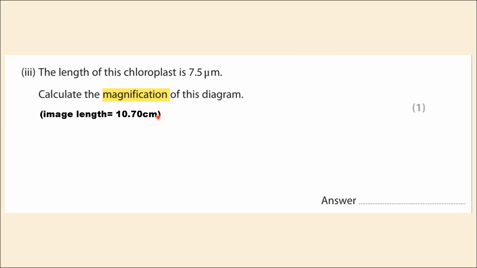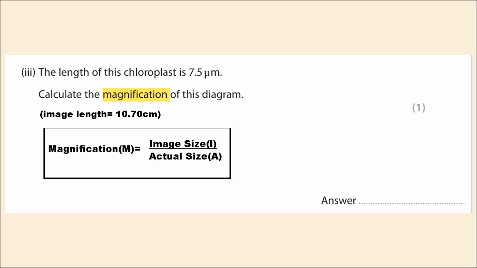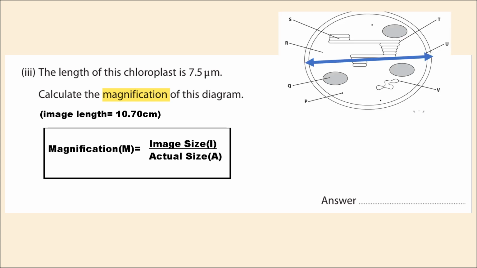This question relates to your IAS Unit 2, where we cover magnification. Here we are given the actual length of the chloroplast as 7.5 micrometers. To calculate the magnification of this diagram, you will need the image length of the chloroplast as well. The formula we will use is magnification equals image size divided by actual size. To find the image size, the length of the chloroplast should be measured in the diagram.